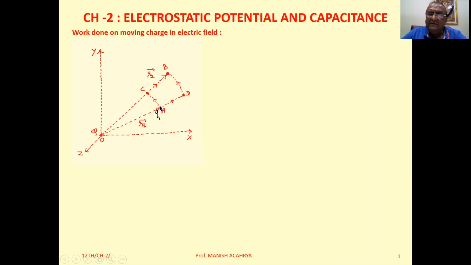Point A has the position vector r1 with respect to the origin of the Cartesian coordinate system, and point B has the position vector r2 with respect to the origin of the Cartesian coordinate system. Now we want to move this charge small q from A to B.